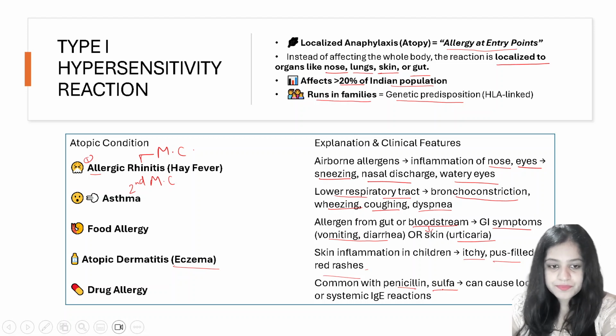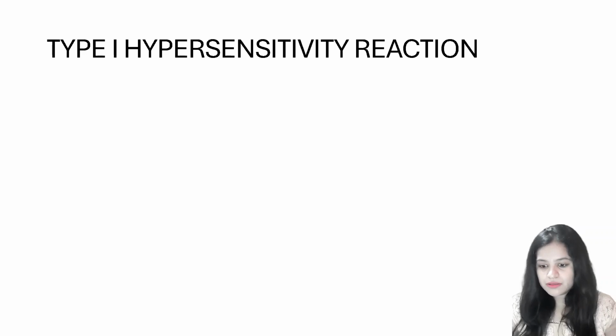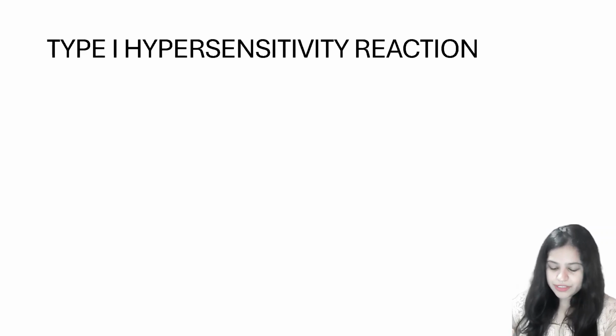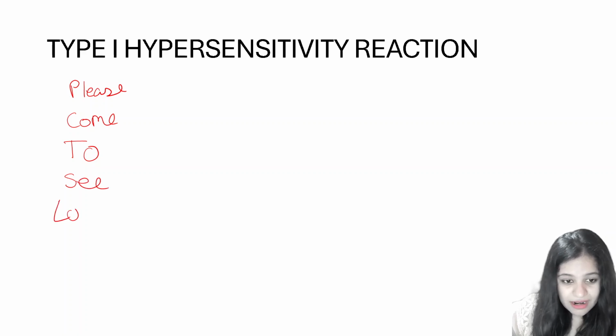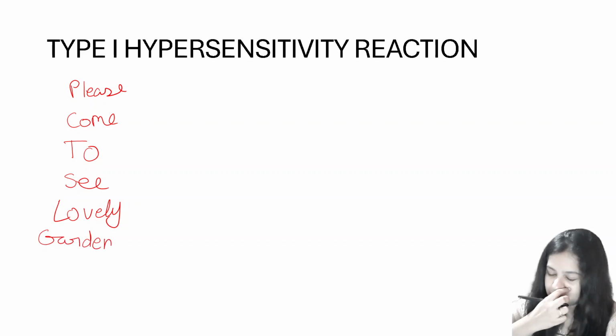Now these are the examples which you can remember. But there are more examples for your type 1 hypersensitivity. So I've come up with a mnemonic for it. The mnemonic is: please come to see lovely garden. We'll see it one by one.